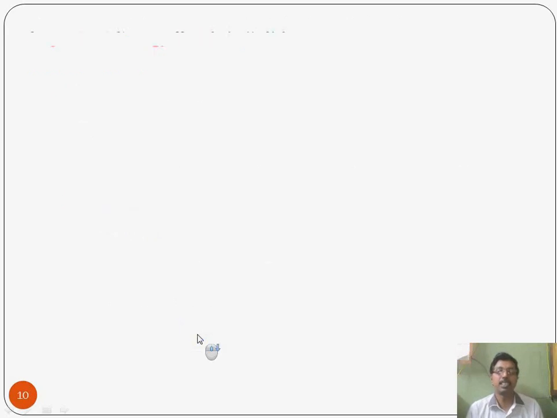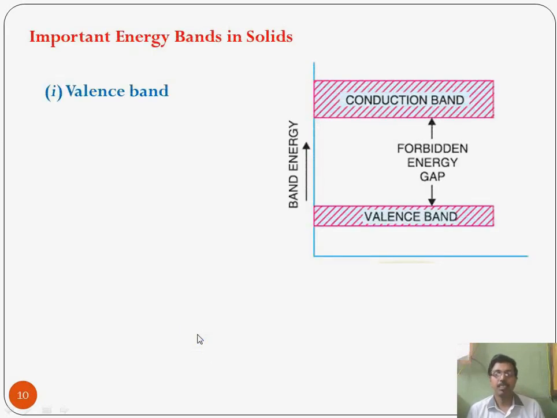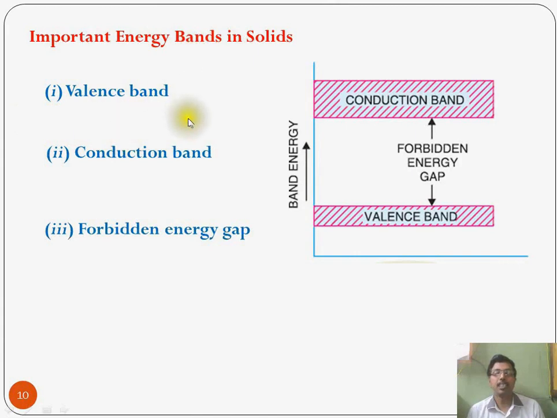Band here means the energy acquired by the electrons in each and every orbit. Here is the importance of energy bands in solids. To know about it, we have to discuss the three energy band levels: the valence band, the conduction band, and the forbidden energy gap.